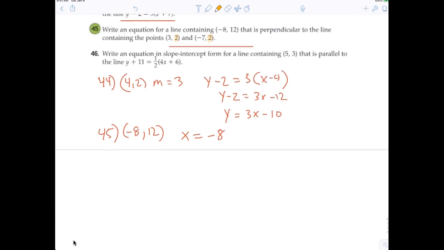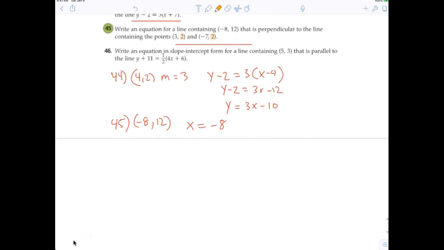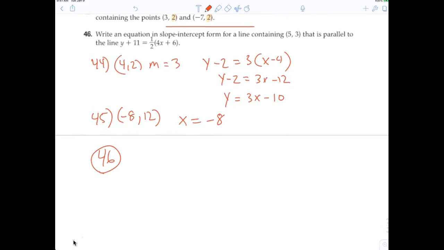All right, so now 46. Ava, what point am I talking about in 46? Yes, what point are we going through? 5 what? You're right. Now remember, I don't want you asking me questions. It sounds like you're not sure. Do you understand what I'm saying? It's just the point (5, 3), right? Okay, so we're going through the point (5, 3), and let me just make sure everybody heard me on that.